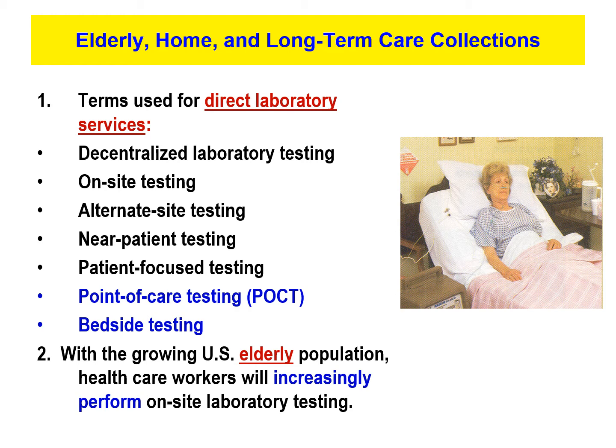On-site testing, right? So if you're in a nursing home, you can do testing right there in the nursing home, in the physician's office, things of that nature. Alternate site testing is an alternate area for them to go to be tested, or for you to test them somewhere else. Near patient testing, which makes sense, right?